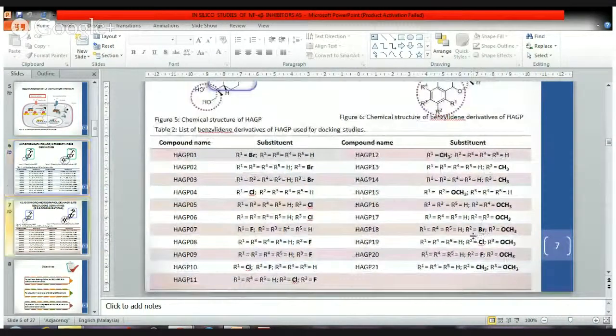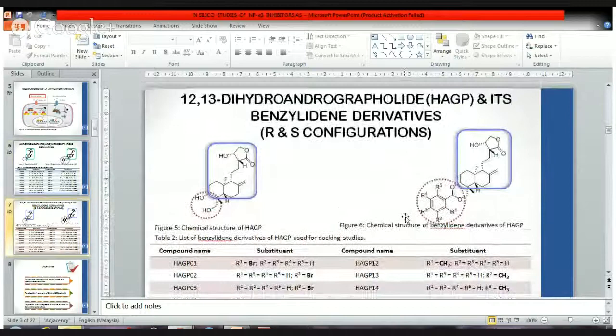Next is the 12-13 dihydroandrographolide, HAGP, and its benzylidene derivatives. This is a new set of molecules which have not been synthesized yet. What is known is that this HAGP can exist in two configurations, mainly because there is an absence of the double bond at carbon number 12 and 13. So they can exist in R form and S form. For these docking studies, I have docked 22 molecules of R configuration and 22 molecules of S configuration.